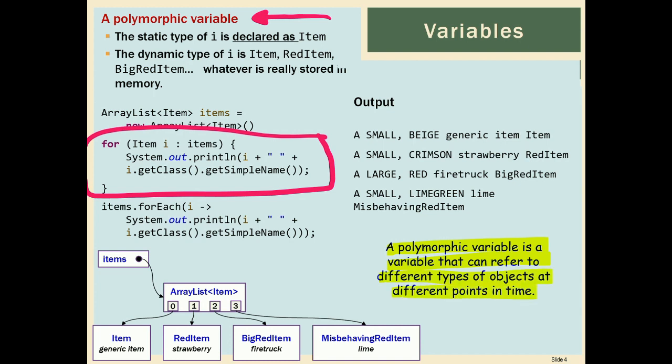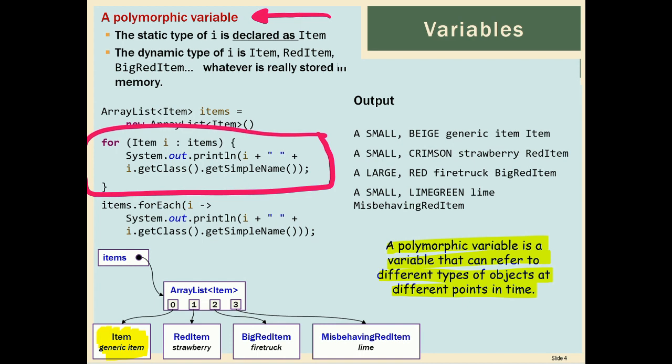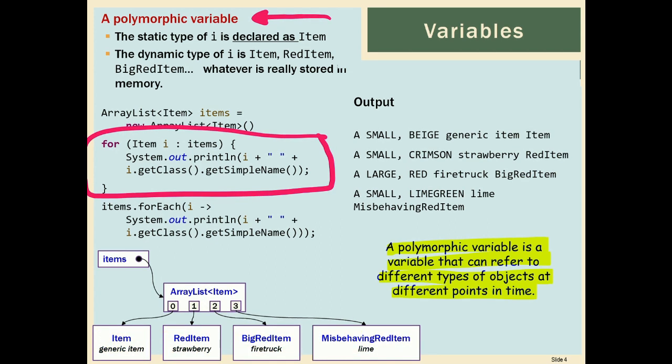So specifically, as I go through this for loop, on the 0th run, I'm going to pick up the 0th item, which is my generic item. On the first item, the second time through the loop, I'm picking up the red item, and then I'm picking up the big red item, and then I'm picking up the misbehaving red item. So you can see that as I iterate over the collection, the variable i points to different kinds of objects at different times. That makes i a polymorphic variable.